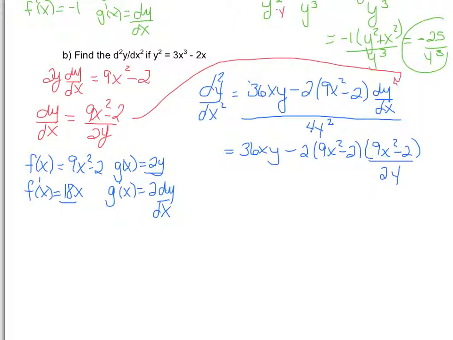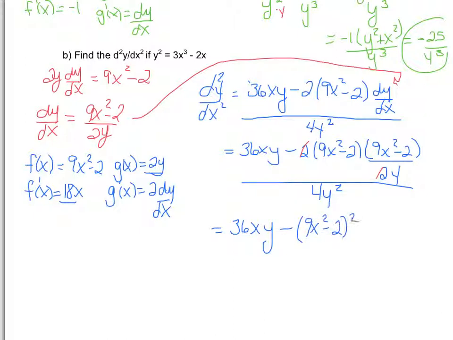Well, not only can I say that these are the same and write it once and square it, I can also cancel out these 2's. So doing that, and that is still all over, I'm going to keep forgetting this, 4y squared, hopefully you're not, I get 36xy minus (9x squared minus 2) squared. This is now just over a y, and the whole thing is over 4y squared.